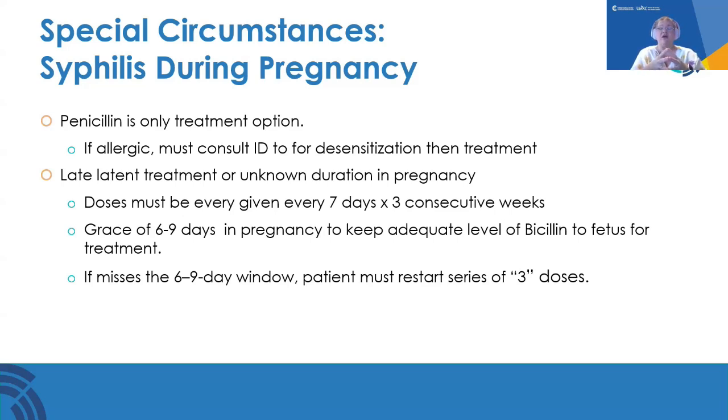If they are late latent or unknown stage, you have to give 3 doses, because you have to have that medication stay at a certain level in order to treat the mother and the fetus. You have to have the doses between 6 and 9 days apart. If they're 10 days between doses, you have to restart the series. It's very important that they stay within that 6 to 9 day window of opportunity.